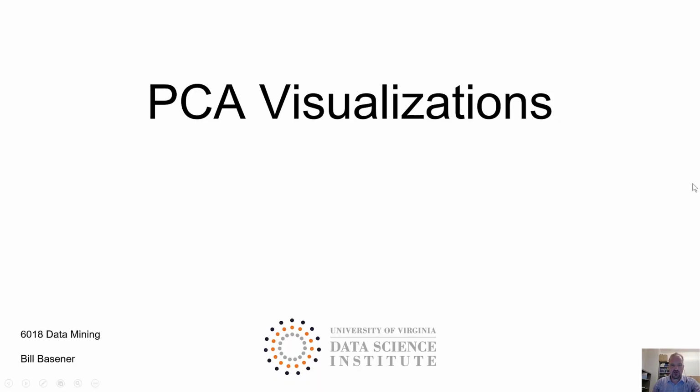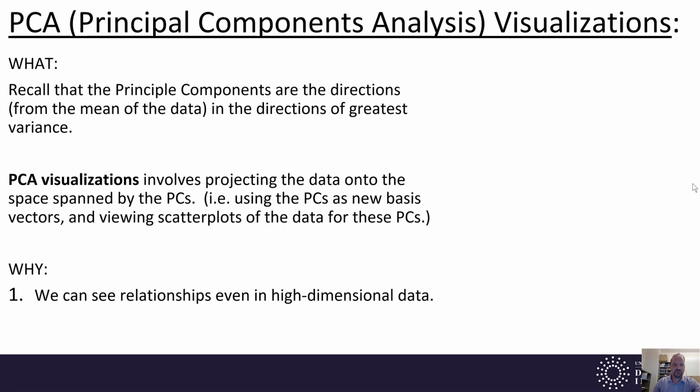Welcome to the lesson video on PCA visualizations. In this video, we're going to talk about PCA, which stands for Principal Component Analysis Visualizations. This is the process of using the principal components to better visualize our data. The principal components, recall, are the direction of greatest variance away from the mean in the data. And principal components visualization is projecting the data onto the space spanned by the first few principal components. In other words, we're using these principal components as a new basis for the data.